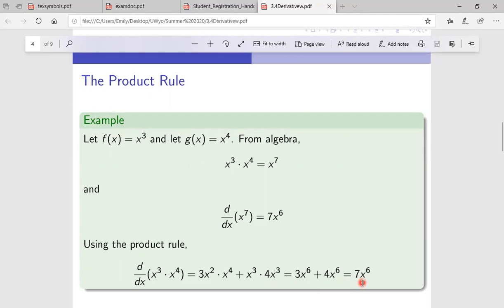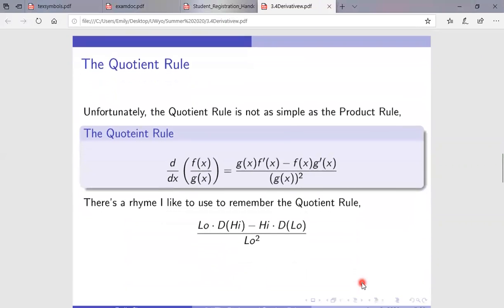And when you have things that are more complicated than this, such as x cubed times e to the x or x cubed times ln x, you're going to be able to use the product rule reliably every time. So if we have a product rule, we better have a quotient rule. And unfortunately, the quotient rule is not nearly as simple as the product rule. In fact, it's very big and there's even a rhyme.